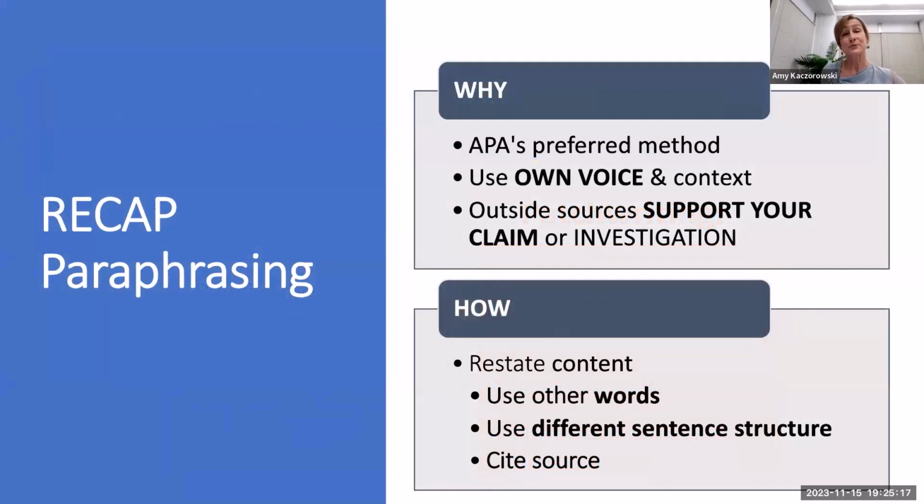Okay, so paraphrasing is really important if you're going to be writing APA papers. And I just wanted to recap before we move on. It is the APA preferred method. You are to use your own voice and context, and you're going to be supporting your claim. So these are the reasons why we do it. And how we do it is using other words, using a different sentence structure, and citing your source.